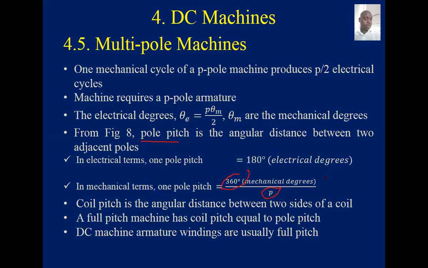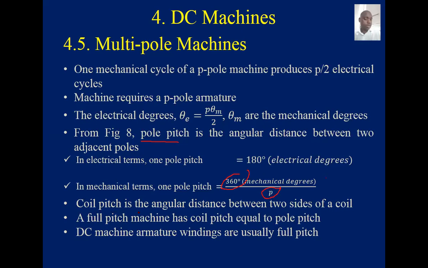So that is the pole pitch in electrical terms and in mechanical terms. So in electrical terms, pole pitch is always 180 degrees. In mechanical terms, it changes with the number of poles, right?